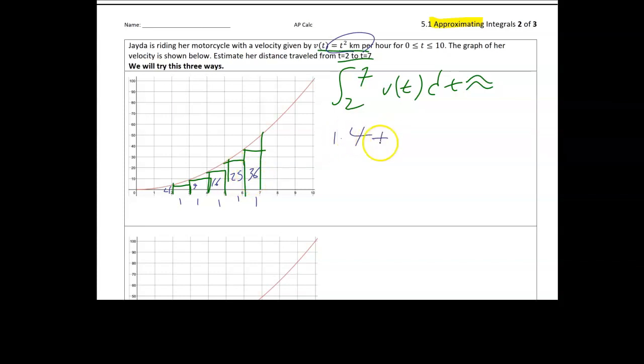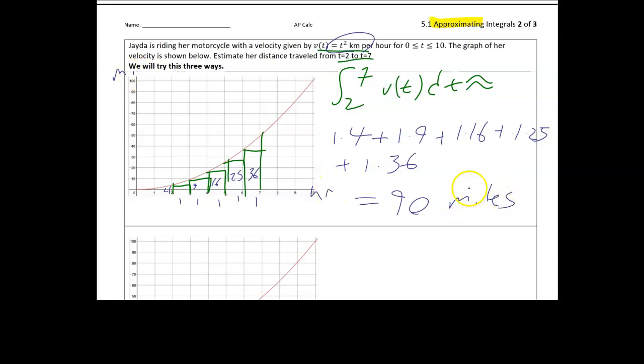So this is what my work would look like. And for one this simple, you probably do not need to show this step. But if my width was something other than 1, I might. And when I add all those up, I get 90. And we're talking about miles. Are we talking about miles per hour? Let's say we're talking about miles here in hours. So 90 miles total. Okay.